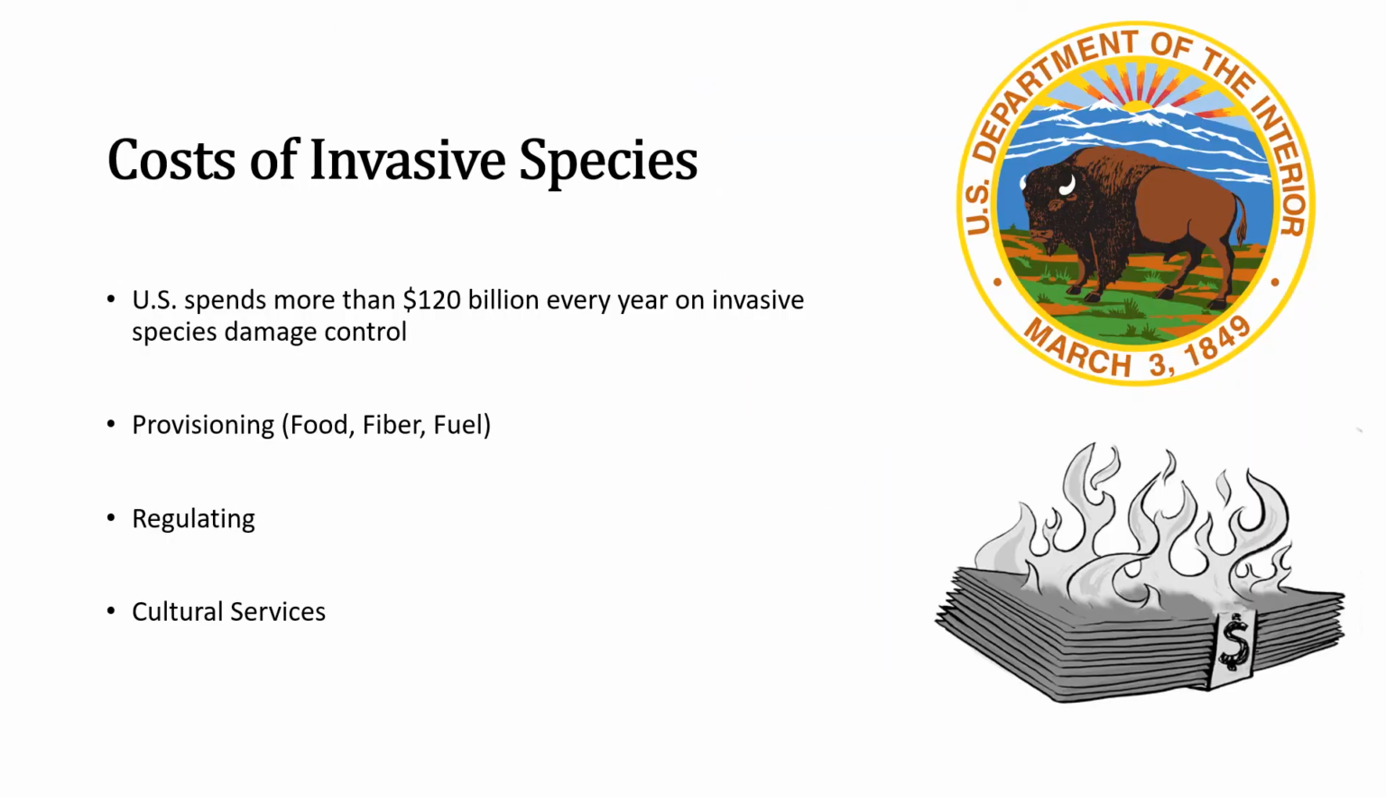So here are some costs of invasive species. The U.S. spends more than $120 billion every year on invasive species damage control. Some invasive species affect the provisioning of populations, such as the food, fiber, or fuel. They can also affect the regulating of normal values, such as climate or soil stability. They can also affect the cultural services, which is tourism, general beauty, and other cultural norms.